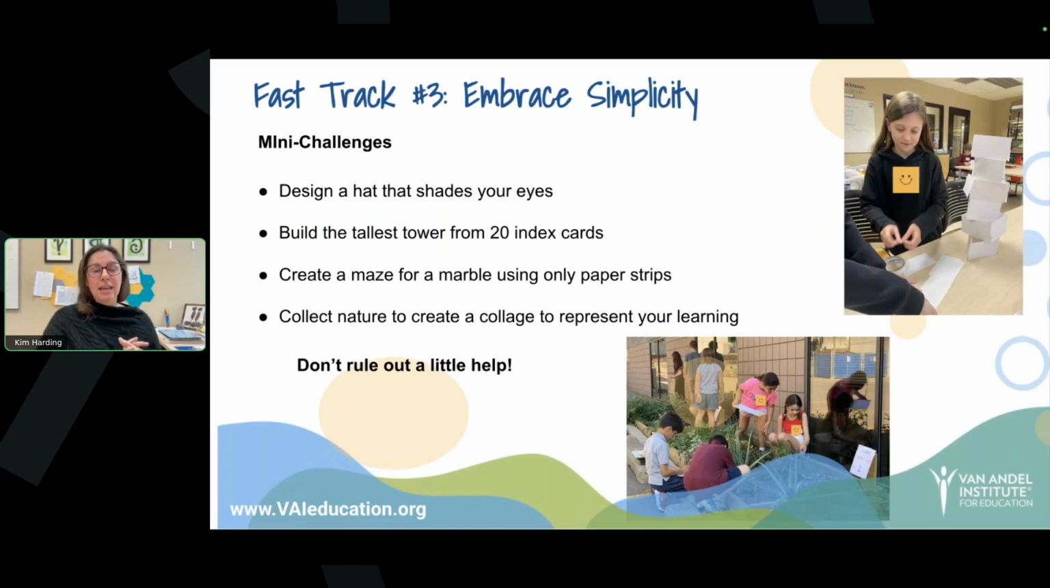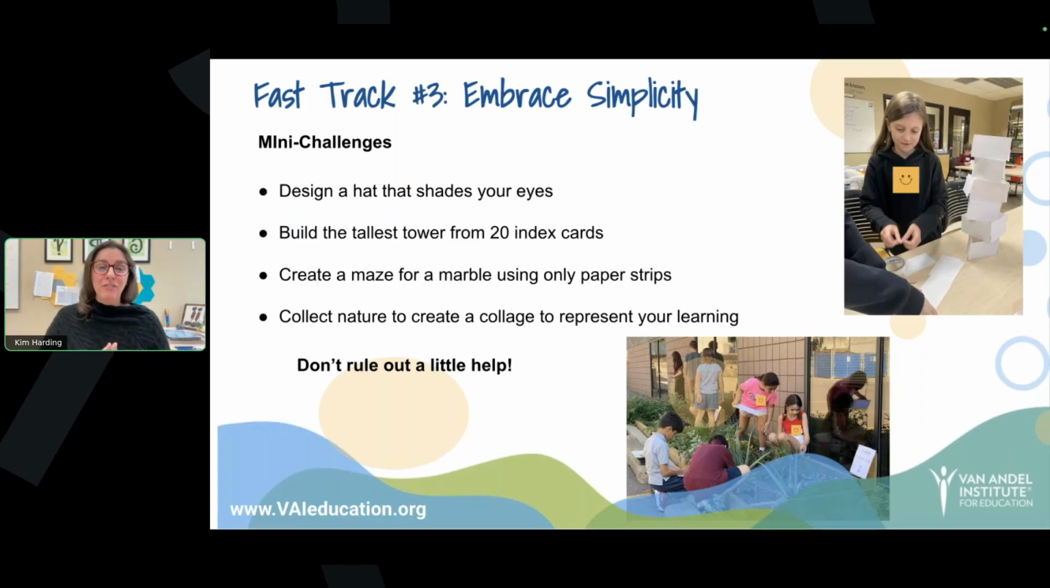The last slide for Embrace Simplicity talks about mini challenges. So designing a hat that shades your eyes, building the tallest tower out of 20 index cards. This top right corner picture here is a picture of students doing just that. They have 20 index cards and they have to build the tallest tower within a certain amount of time. So you can let the kids get involved with these decisions, think about how they could do it, how much time they should have to do it, and it just really gets them engaged.